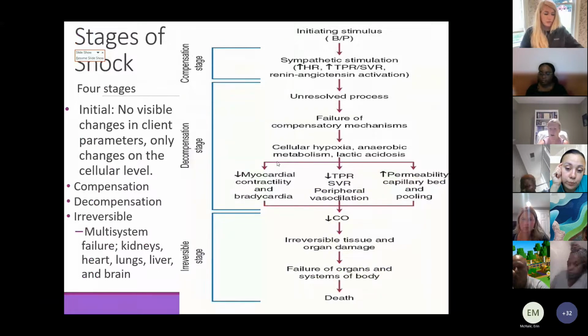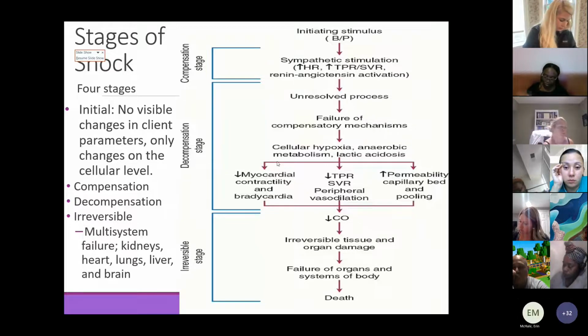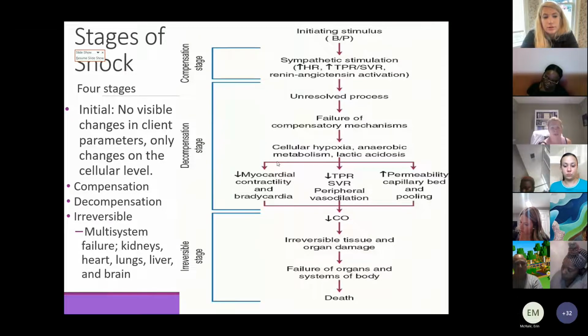All right, so these are the different stages of shock. I thought this was a pretty good example for you guys to look at. We have 4 stages. You do need to know the 4 stages of shock and what occurs during each stage. We have the initial stage, the compensation, the decompensation, and the irreversible. And they are pretty self-explanatory.